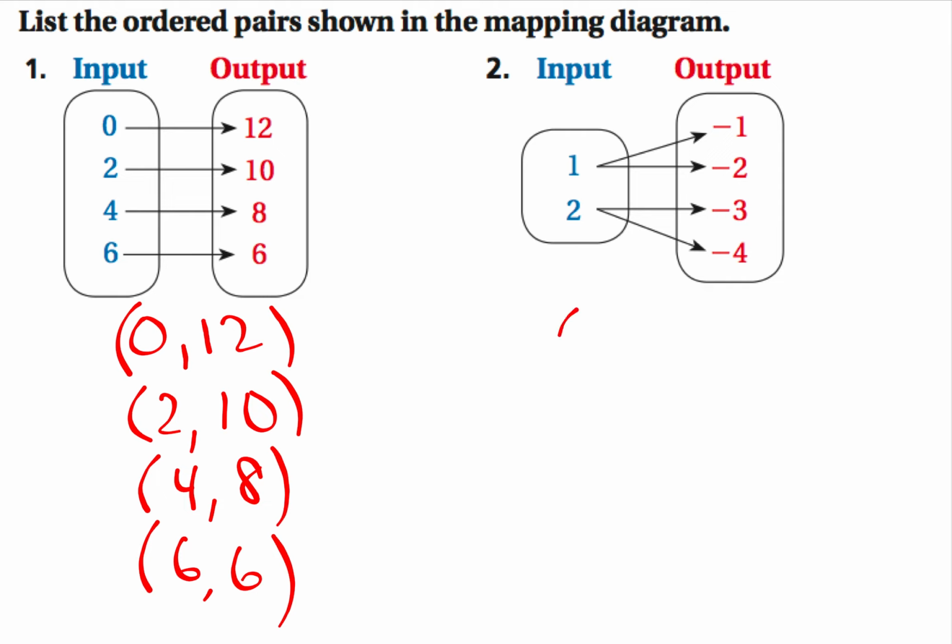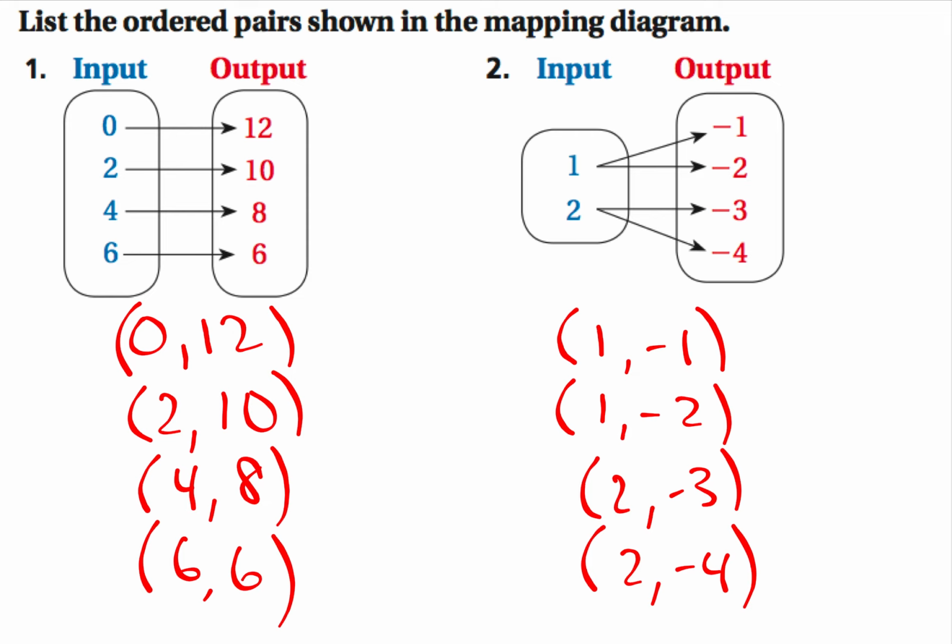This last one here, looks like 1 could go with -1, and 1 can also go with -2, giving you those 2 different points. 2 can go with -3, and 2 can go with -4, giving us these 4 ordered pairs. There is a second video in this lesson.